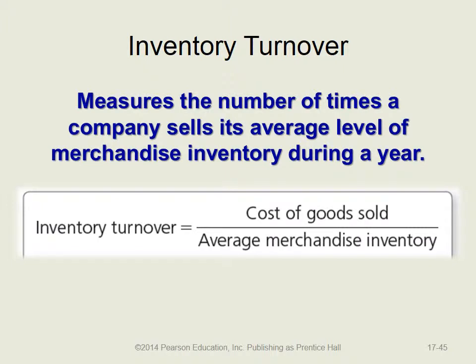The inventory turnover ratio measures the number of times a company sells its average level of merchandise inventory during a year. It's computed by dividing cost of goods sold by the average merchandise inventory for the year. Now, the average merchandise inventory for the year is often calculated as beginning inventory plus ending inventory, and you take that number and divide it by 2.